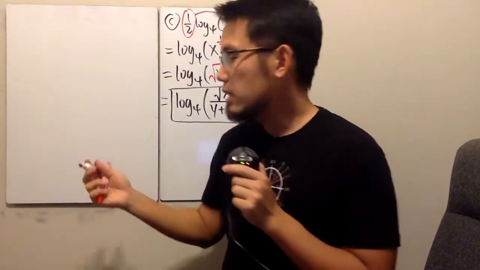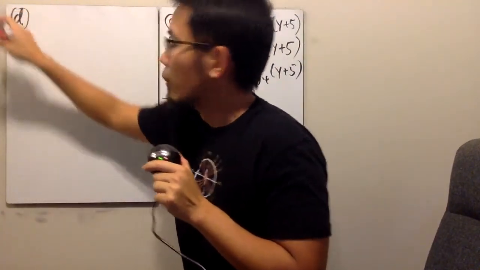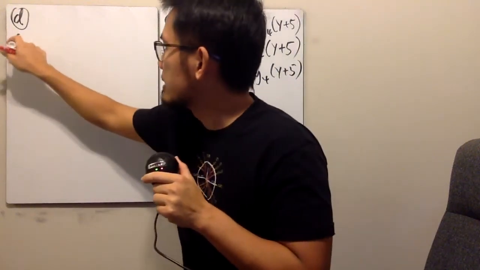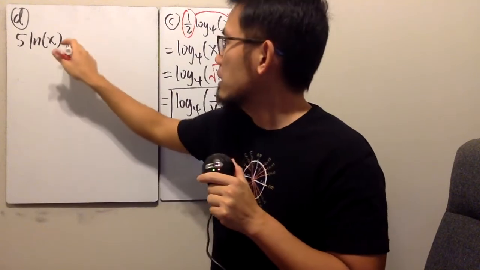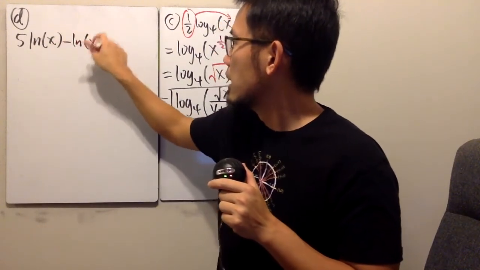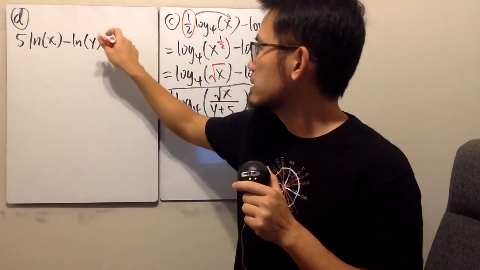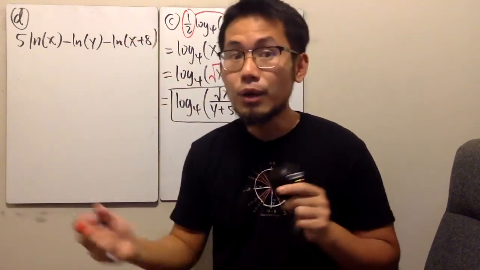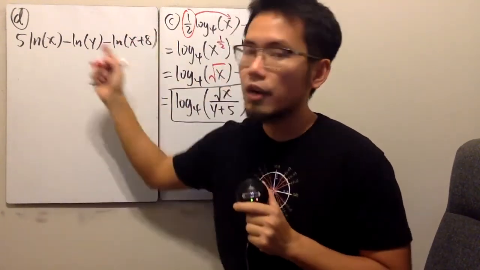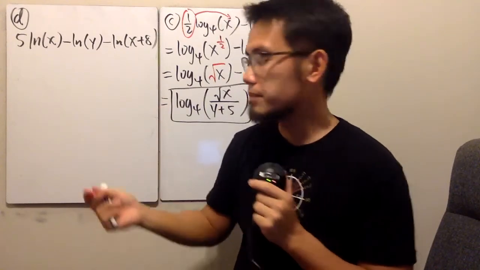All right, D right here. We have 5 ln x, and then minus ln y, and lastly, we have the minus ln of x plus 8, like that. All right, first thing first, take care of the numbers in front of the natural log.